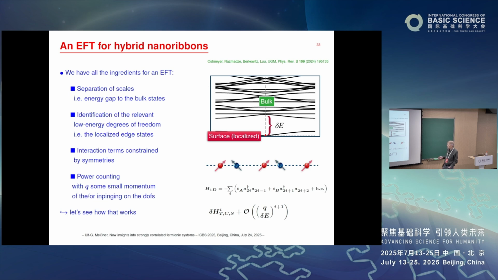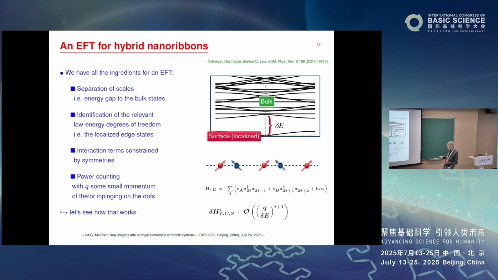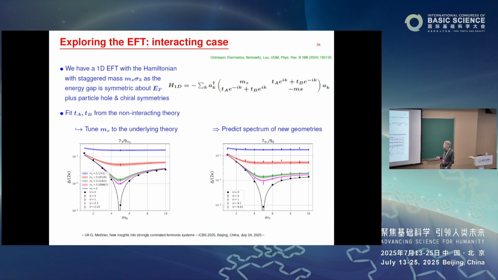And now let's see how this works. I just do this directly for the interacting case. So you can diagonalize this Hamiltonian, which is shown here. This is our standard Hamiltonian, which has two hopping parameters for the A sides and one for the B sides. This is a non-interacting case. So you can diagonalize, bring this in this form. Then you have these parameters TA and TB here, and these you can get from the non-interacting theory. I don't show this here, but this is shown in this paper.